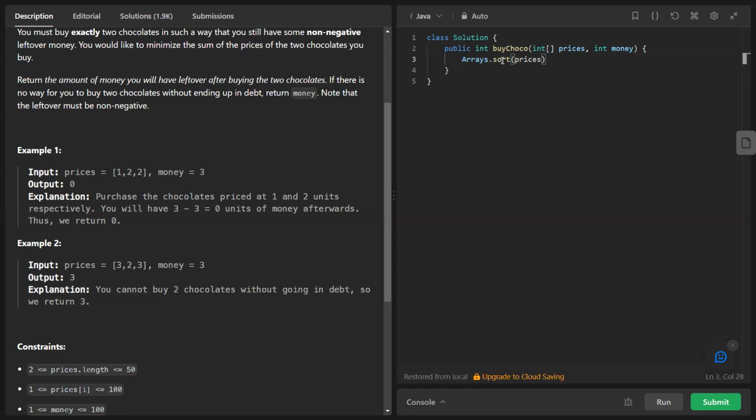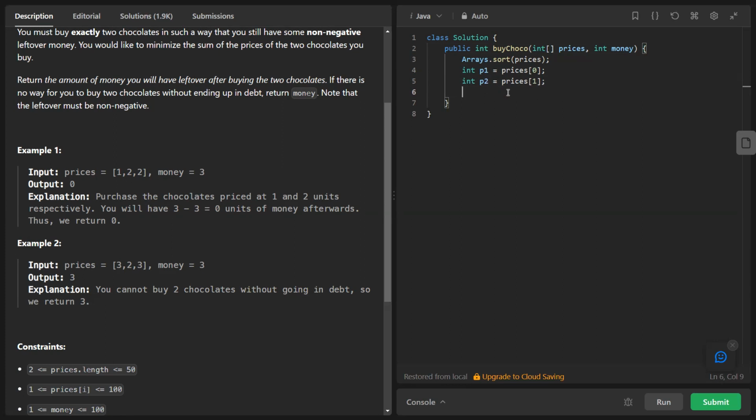Now this array has got sorted. After sorting, I know my first element will be the least. So int, suppose p1 is prices of 0, because this will be the least priced chocolate, and p2 will be prices of 1.